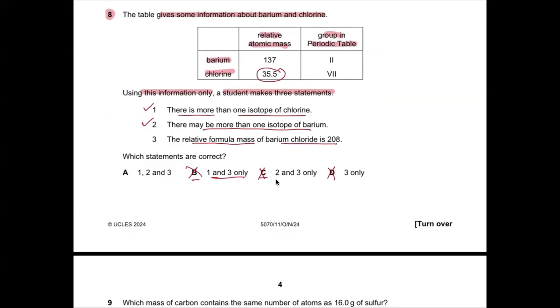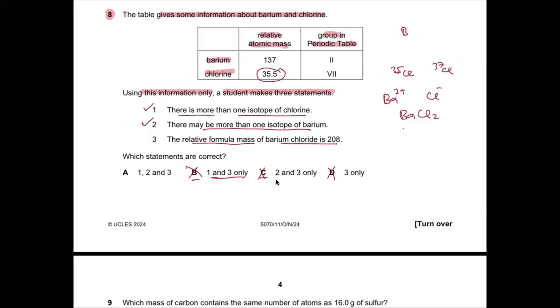So if we go for it, we have two chlorines. One is chlorine 35 and the other is chlorine 37, right? Barium is 137. When you make the formula of barium chloride, barium is 2 positive and Cl is negative. So it is going to be BaCl2.